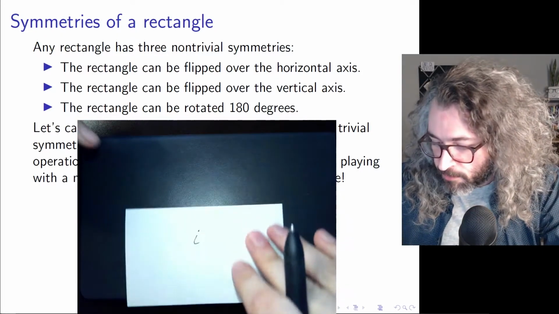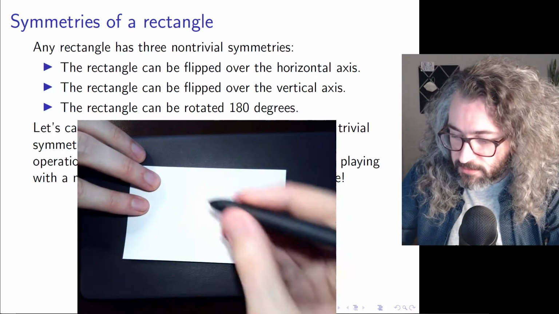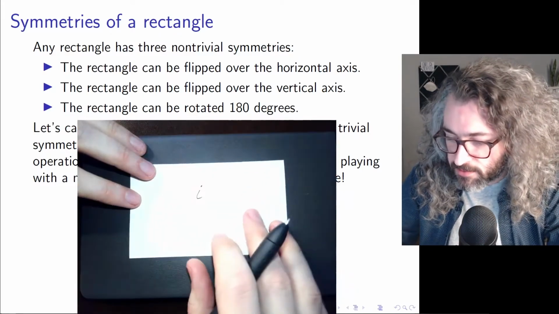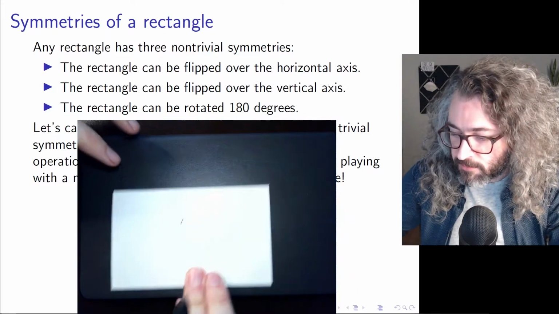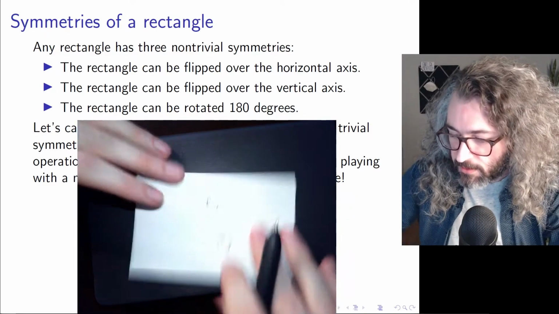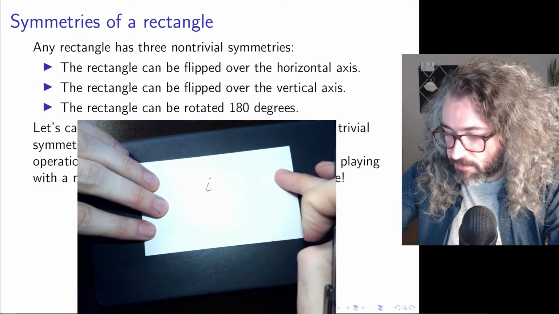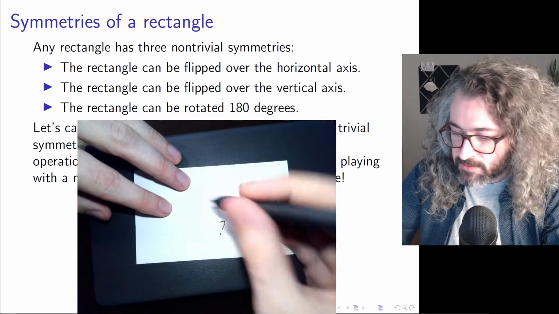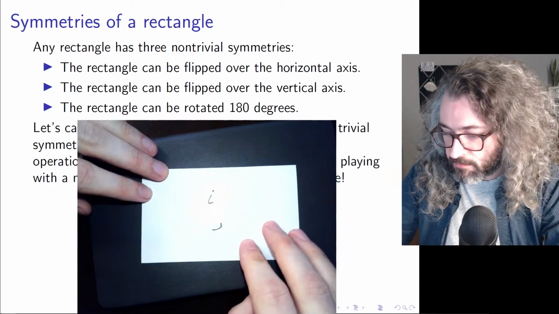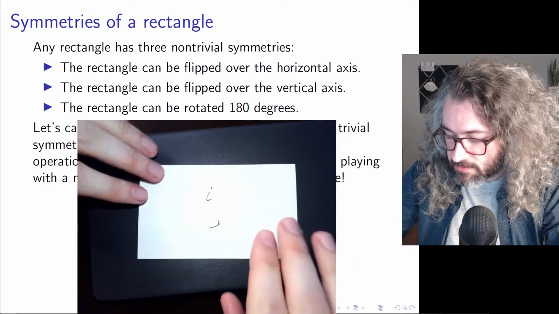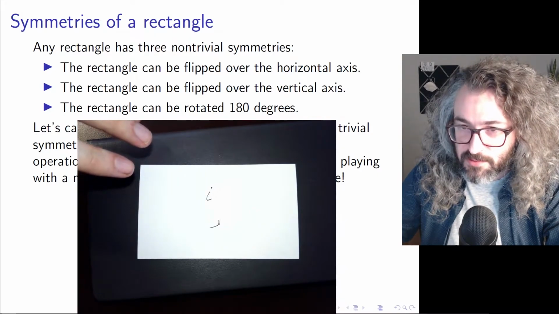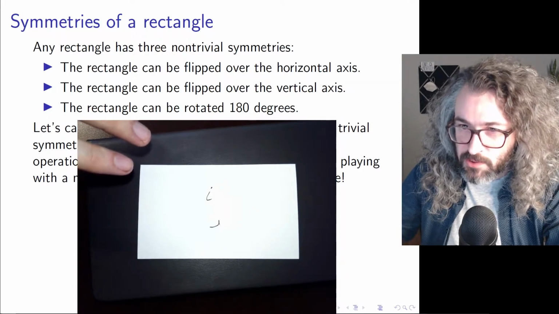If I flip over the horizontal axis, that is f sub h, back to the start. If I flip over the vertical axis, that's f sub v, back to how it was. And if I rotate 180 degrees, that's r. So now what I wanted to point out here is if you do any symmetry twice in a row, you end up back where you started. That's saying that every symmetry is its own inverse.